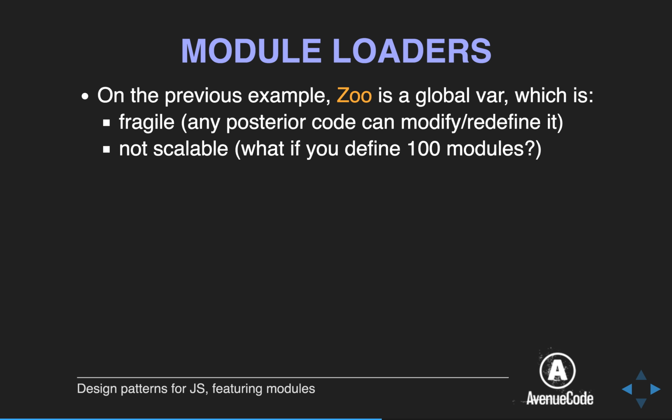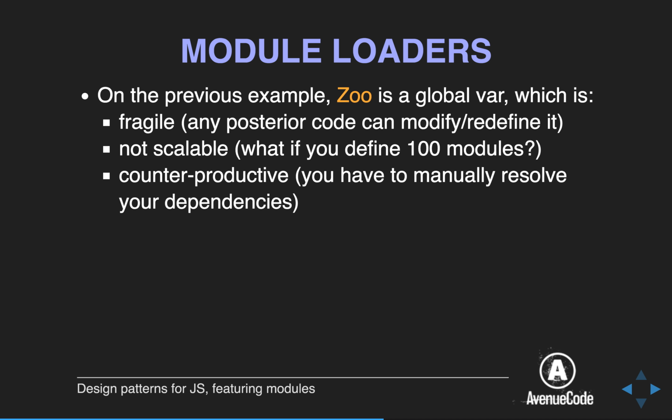Secondly, it's not scalable. What if you want to define 100 modules? You need to have 100 vars below each other and download that big file every time. And it's counterproductive because you have to manually resolve your dependencies. If you know that module A is needed by module B, and modules A and B are needed by module C, you need to put A, B, and C in this order. If you mess up by accident and put B before A, everything's broken, and you don't know why. So it is counterproductive. A module loader will help you by not needing to worry about those details.